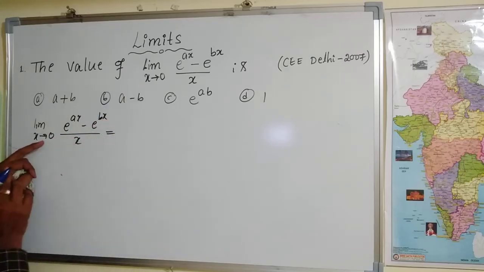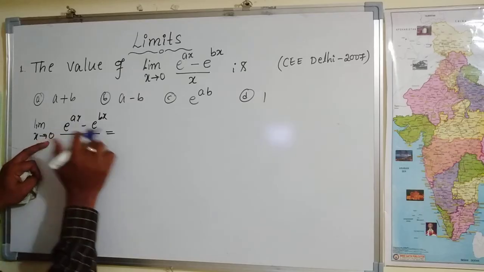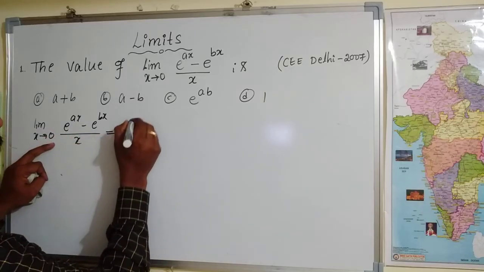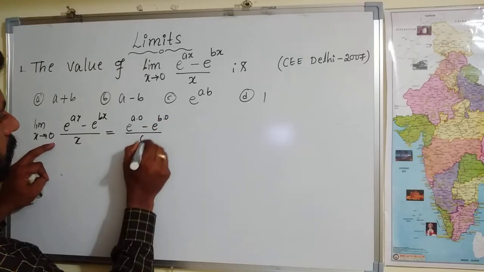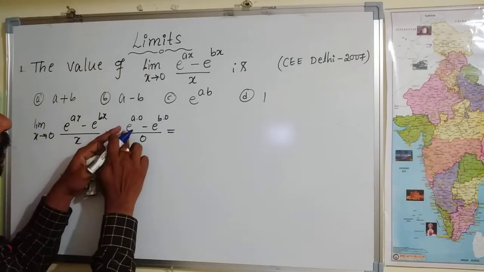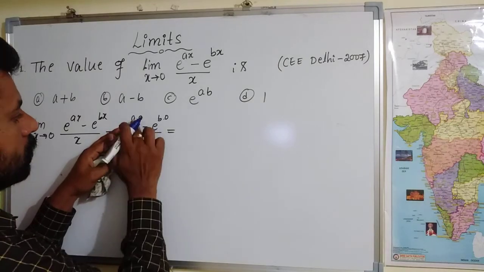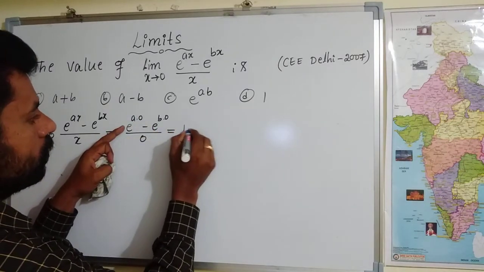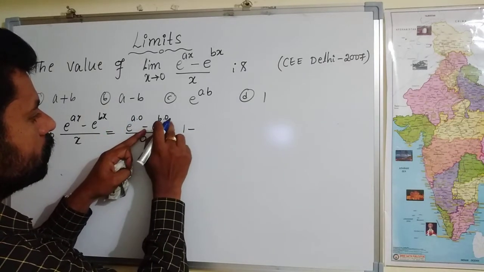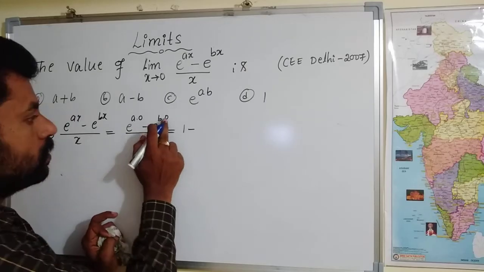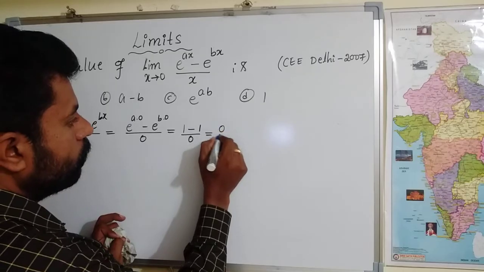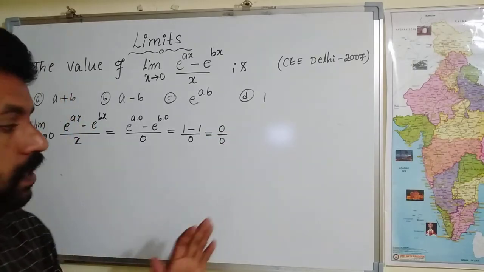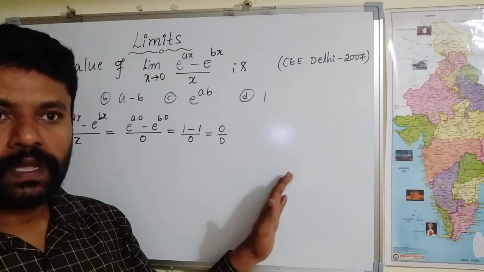See, we substitute 0 in the place of x, we get e to the power a into 0 minus e to the power b into 0 divided by 0. a into 0 is 0, e to the power 0 is 1, minus e to the power b into 0, b into 0 is 0, e to the power 0 is 1. 1 minus 1 divided by 0 is 0 by 0. See, this is an indeterminate form.